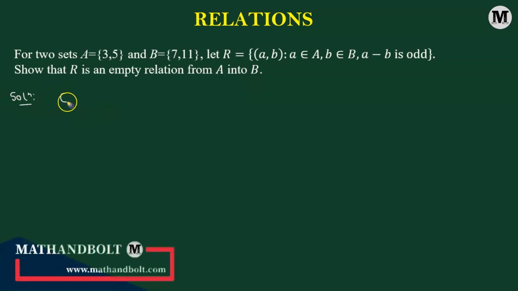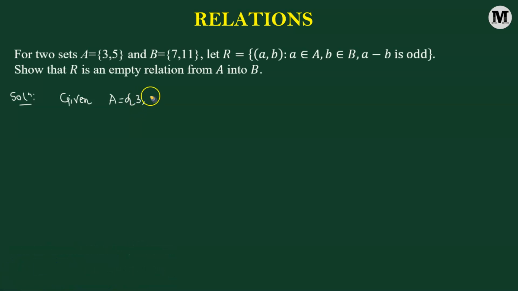First, we are going to note down the two sets. Here we have the set A containing the elements 3 and 5. We have another set B, which also contains two elements, 7 and 11. Now let's take the Cartesian product of the set A with the set B. So we have the set A with elements 3, 5, and we take its Cartesian product with the set B containing elements 7, 11.